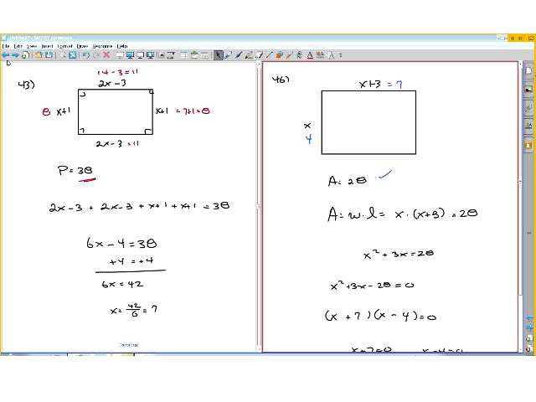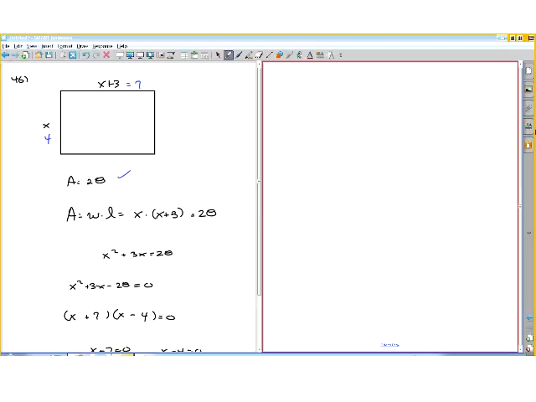So let's do 47. Because it's a triangle, we'll make sure we also do a triangle. So what we have there is the area is 1/2 the base times the height, which is the area of the triangle. The area is 15. The base is x. The height is x plus 1.